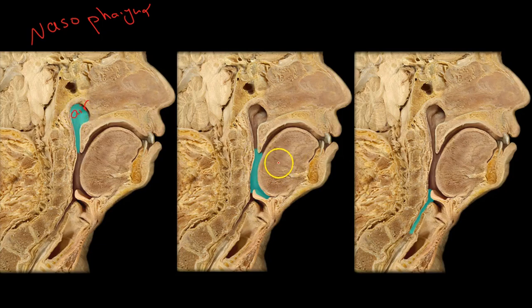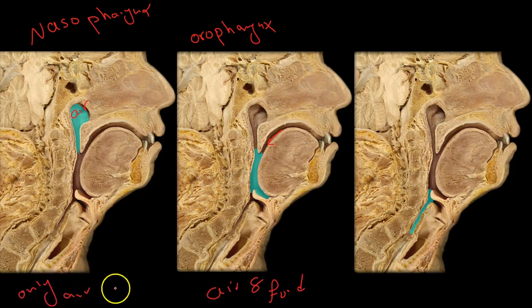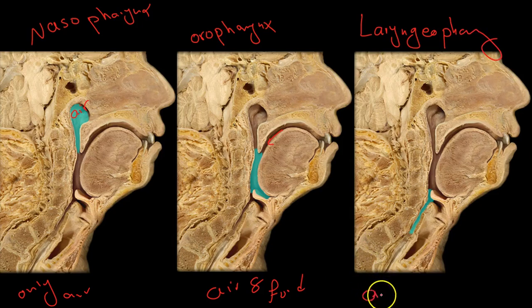Okay, the next part of the pharynx, which is going to be found behind the oral cavity, is called the oropharynx. The oropharynx is going to be shared between the digestive system and respiratory system, as both air and food are going to pass through the oropharynx. This is only air. And then the last one, which is going to be found behind the larynx, is called the laryngopharynx, through which both air and food are going to pass. Air goes to the trachea after that, and then food goes to the esophagus.